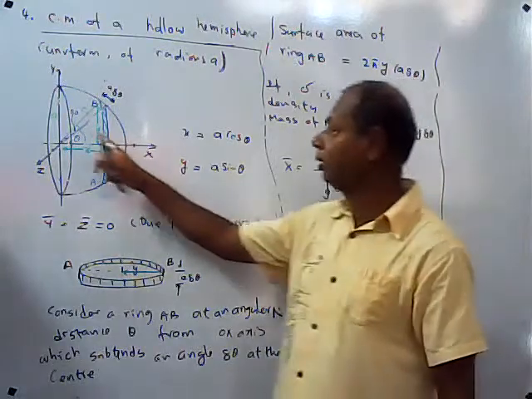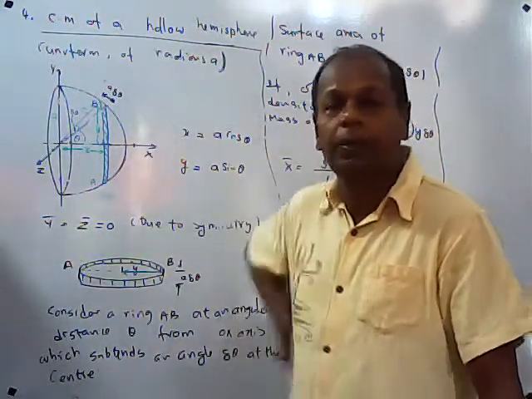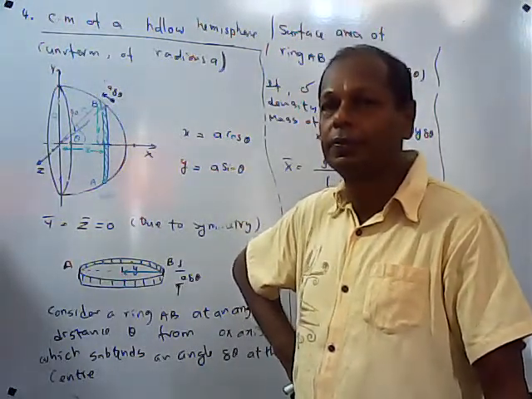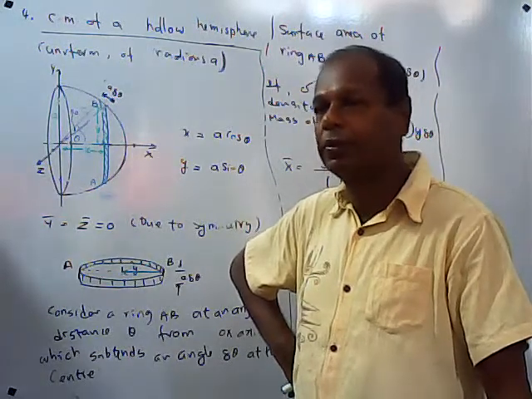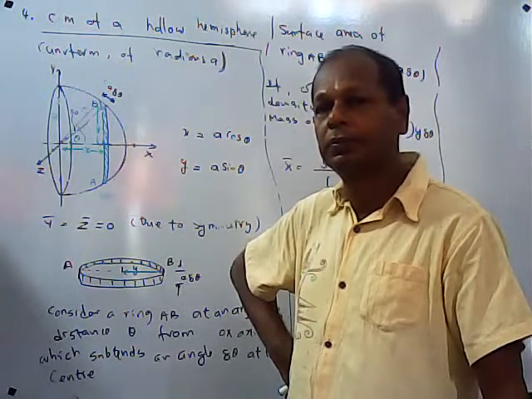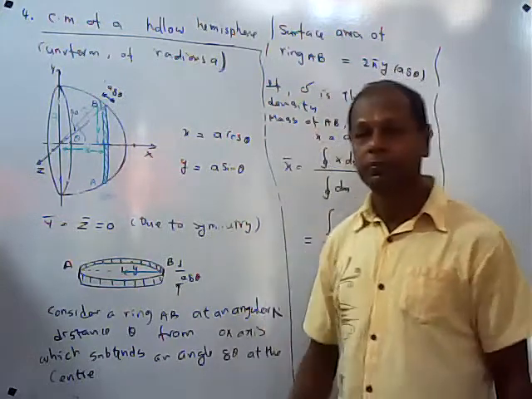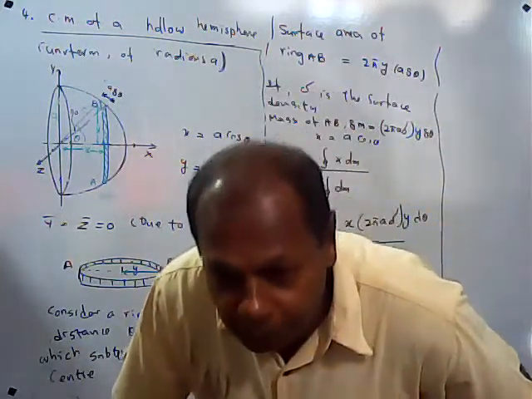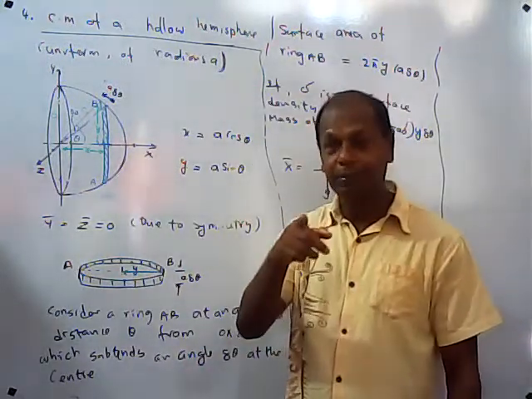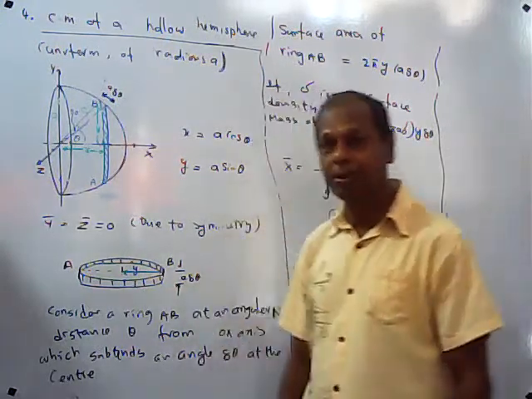Now we are going to integrate with respect to theta to cover the whole body, the hemisphere. What is the range of theta? We have to integrate over the range. 0 to 90, says one of the students. Yeah, 90 degrees, but we don't write 90 degrees, just pi by 2, right?